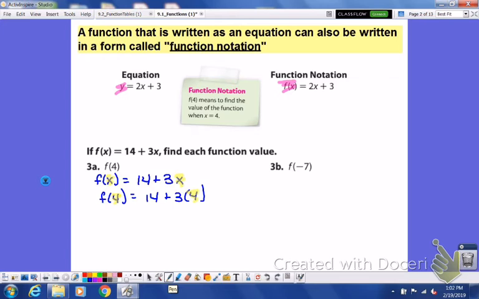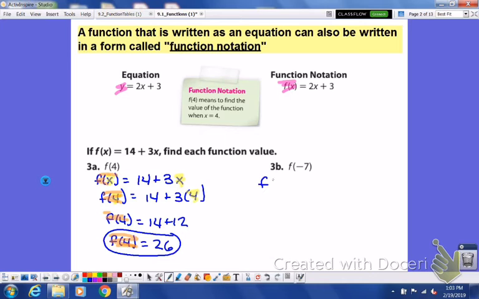Okay, now we solve just like before. So f of 4 equals 14 plus 12. And finally, f of 4 equals 26. There's our final answer. Now notice, the f of 4 came down each time. That is part of your answer. You cannot leave off that function notation.